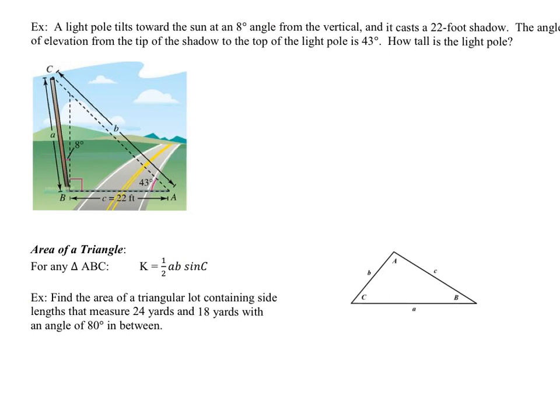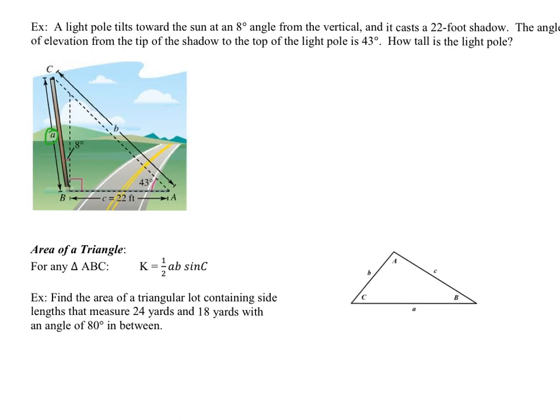When we get to the application problems, you don't have to solve for every missing part, but we may need to solve for a couple of things in order to use our law of sines ratio. It says a light pole tilts toward the sun at an 8-degree angle from the vertical, and it casts a 22-foot shadow. The angle of elevation from the tip of the shadow to the top of the light pole is 43 degrees. How tall is the light pole? So ultimately we're solving for that side length A right here.